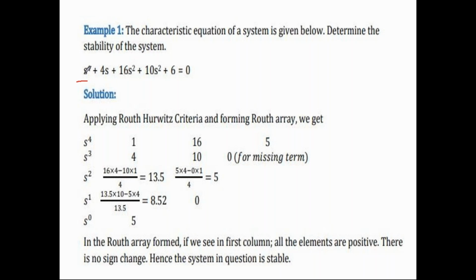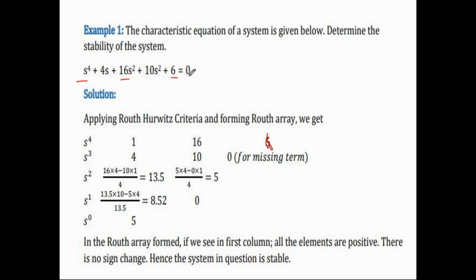The higher order is 4, since it is an even number. Now we have to formulate the row array, the first column by even coefficients, the second column by odd coefficients. So s power 4, s cubed, s square, s1, s0. So in this way, write in descending order. Next, you have to write the first row with even coefficients. Even coefficients means s power 4, 16 s square and s power 0. Okay, 1, 16, 6.